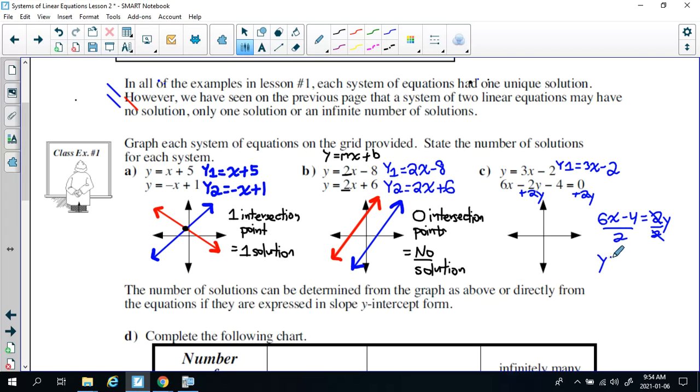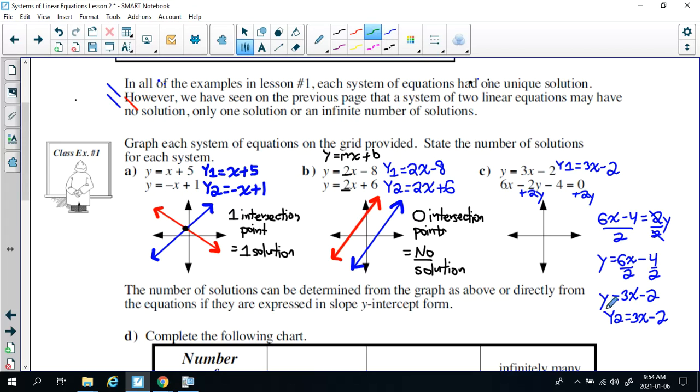So you then have y would be equal to, take each term in the numerator, divide by the denominator. So this would be 6x over 2 minus 4 over 2. And then this would give me y is equal to 6 divided by 2 is 3, so you'd have 3x. And then 4 divided by 2 is 2. So you'd have y is 3x minus 2. Therefore, we're going to plot into y2 3x minus 2.